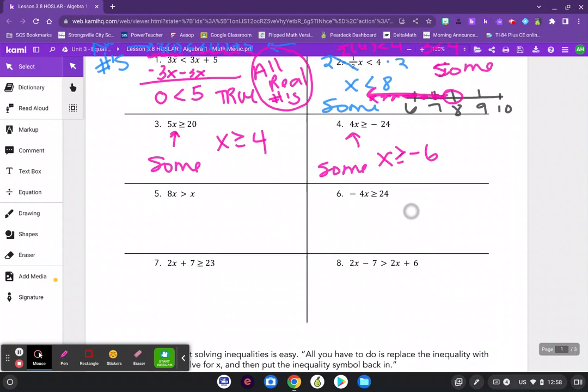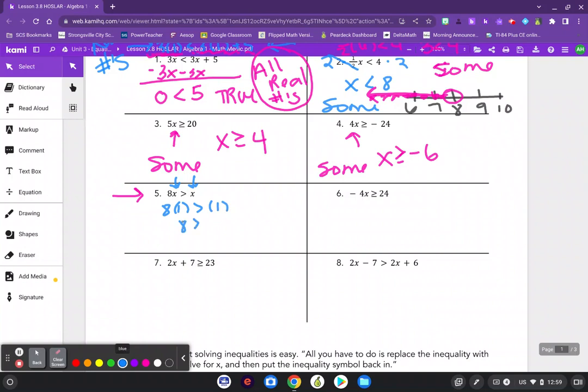When I take a look at numbers like 5, 6, 7, and 8, 5 looks a little different because I notice on 5 that there is an x on both sides of this inequality symbol. And so I think to myself, okay, well, I'm going to do what I did in problem 1, right? Like, what if I test the number 1? If I substitute 1 in, I get 8 is bigger than 1. And so, yeah, that works.